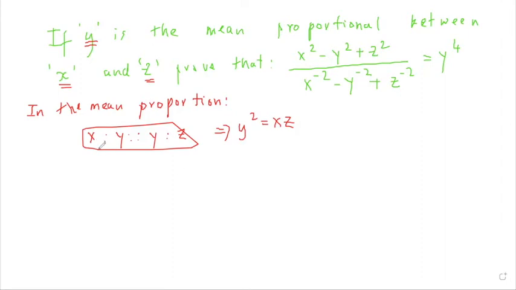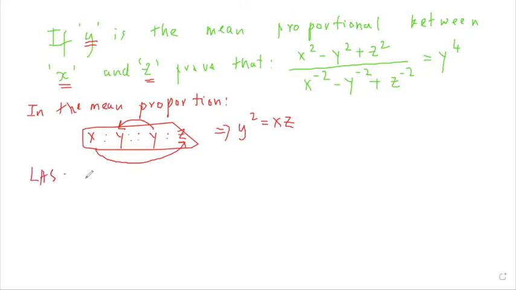So in a proportion, these will be equal. The product of the extremes, xz, is equal to the product of the means. Yes, sir. So this is the first conclusion that we can come to from here. And what we can do is start with the left hand side, the LHS.